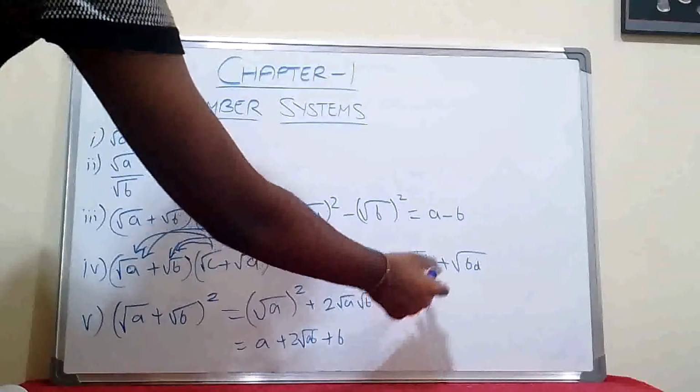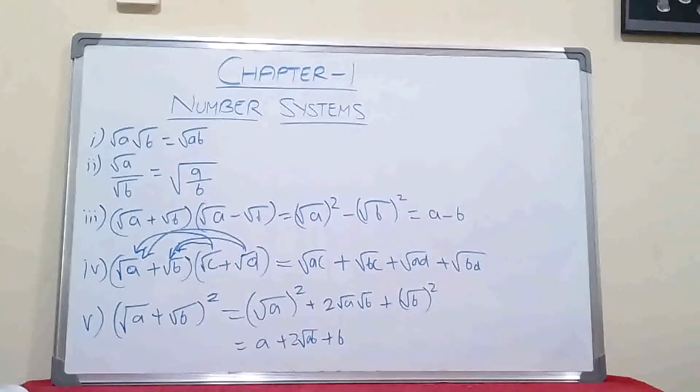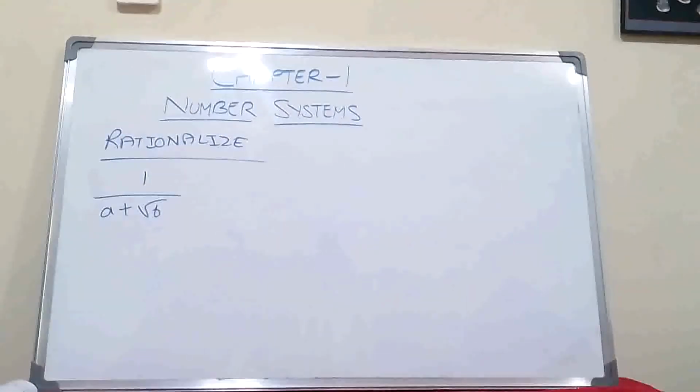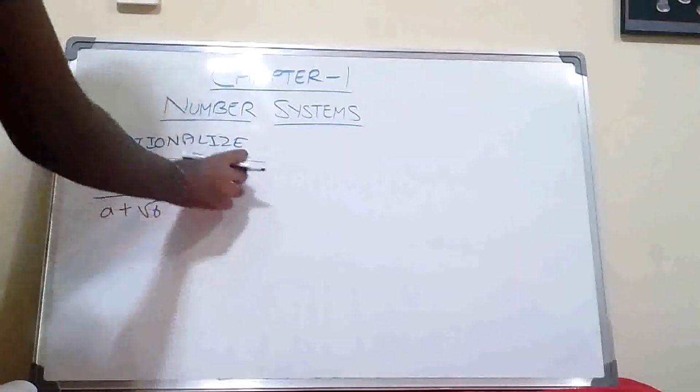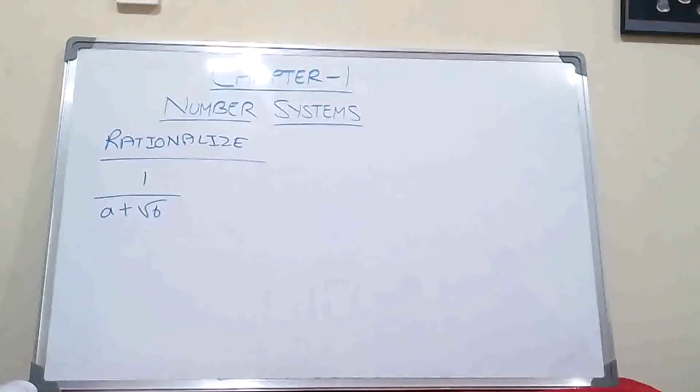This is how we use the identities for the root numbers, which have a root symbol, also called radicals. Normally, when we are given a question to solve, we cannot leave the denominator in a root form, because it is not the standard form for a fraction. So we have to take this root form to the numerator, not the denominator. For this, we multiply the number with its conjugate.